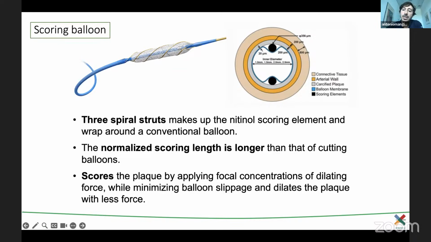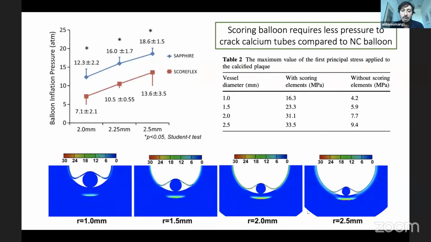And compared to the cutting balloon, you see that the diameter of the nitinol elements around the balloon is a little bit higher. So that's why the penetration of the scoring balloon in some circumstances can be better compared to the cutting balloon. This is another bench test. This is a comparison with a non-compliant balloon, and you see that the ScoreFlex compared to a non-compliant balloon can achieve a higher pressure in calcified anatomy.